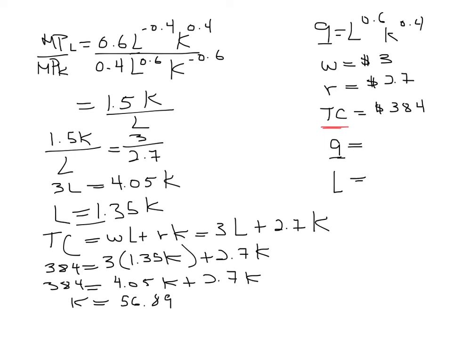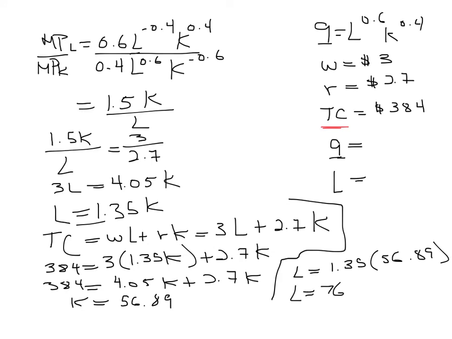So that's K. Now we can actually take this K and find L, which is what we're looking for. So that will be L equals 1.35 times 56.889. All right. So let's multiply that to find our L, and that will be L equals 76.8, and that should be the answer to this question. Notice that I did not actually ask you to find Q, but now you could actually put L and K into this equation here to find the value of Q.